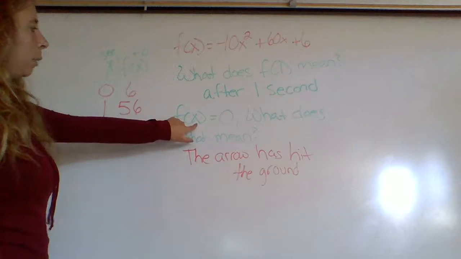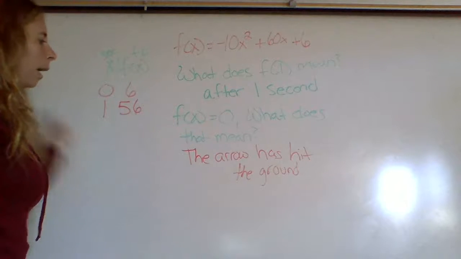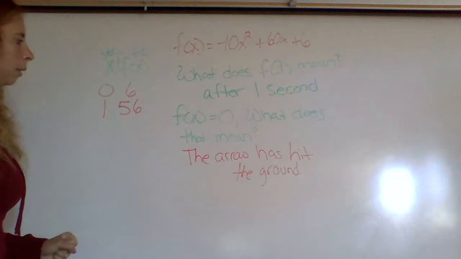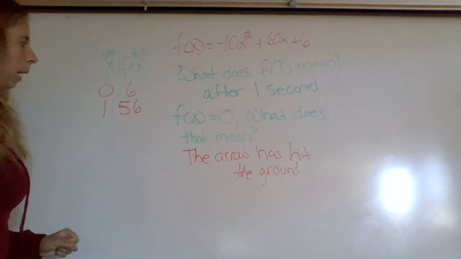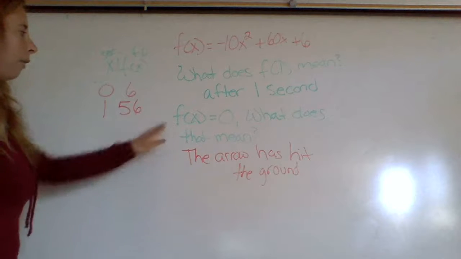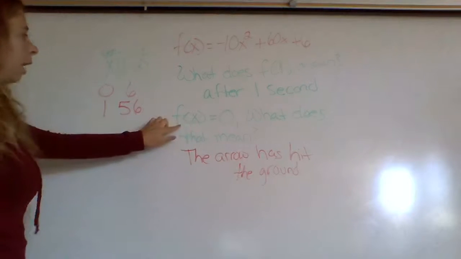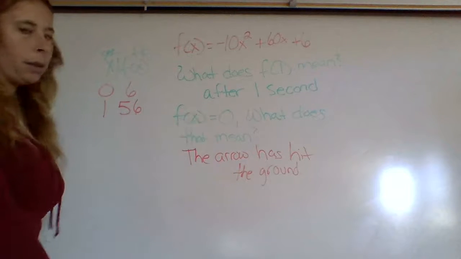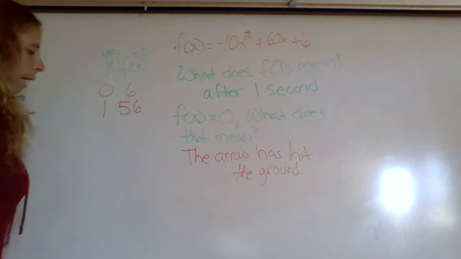F of x equals 0. That means when the arrow has hit the ground. We don't have to figure out when that happens. We just have to understand that if f of x equals 0, that means the feet off the ground is 0, so it's on the ground. Okay?